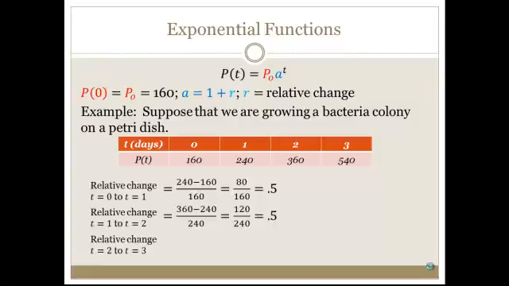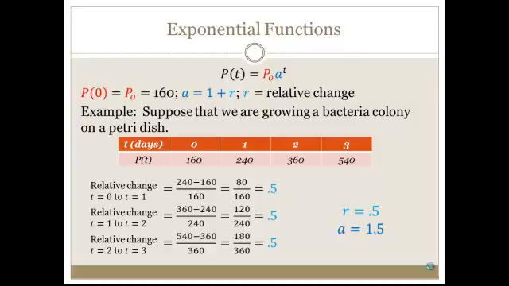On our last interval, from t equals 2 to t equals 3, relative change can be calculated as our change in population, which is 540 minus 360, divided by the original population for that time interval, which is 360. This simplifies down to 180 over 360, or 0.5. As we expected, our relative change over any 1 day time interval is the same and is 0.5.